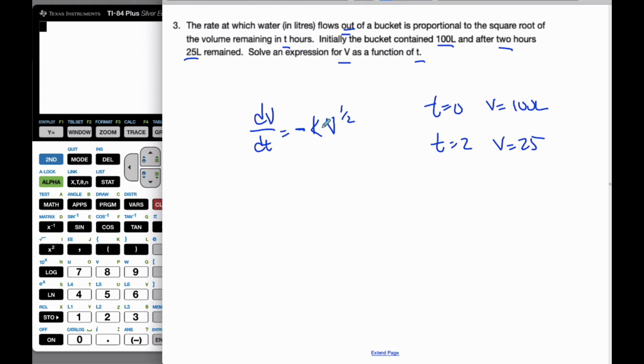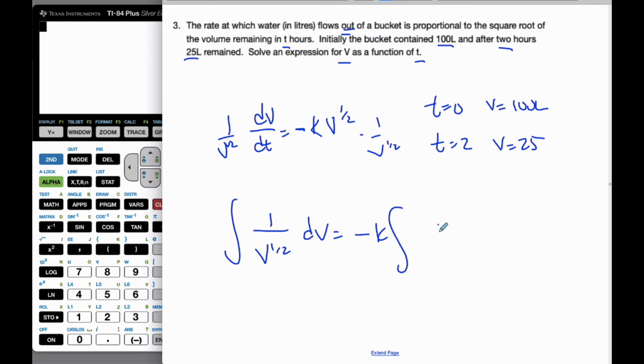So I'm going to move the v to the 1/2 power. I'm going to multiply by v to the 1/2 on both sides. And I'm also going to move that dt. So I'm going to do the integral of 1 over v to the 1/2 dv is equal to negative k, the integral of dt. Okay, so I move the dt up, I move the v over, and I pulled the constant out, and so there's just a 1 here. I'm going to rewrite this function here as v to the minus 1/2.